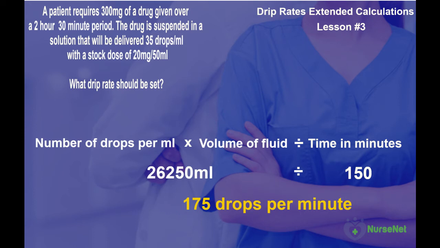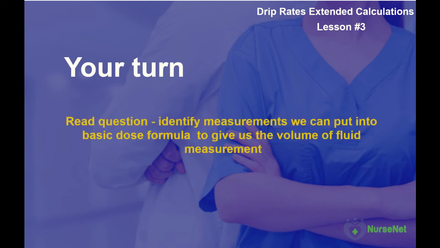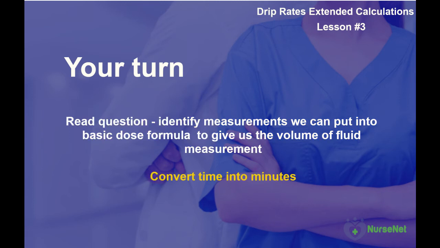Okay, it's your turn, but remember the steps we've used to come to the correct calculation, i.e., 1, read the question and identify the measurements we can input into our basic dose formula to give us the volume of the fluid we should administer, and 2, convert the time into minutes.